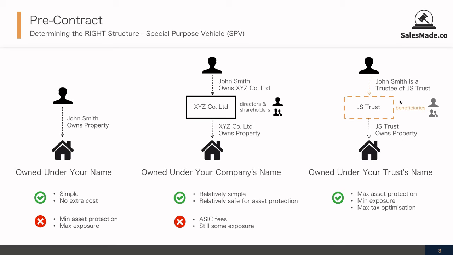So, coming back to this example, if this property is earning $30,000 a year, what John can do as the controller or the trustee of the trust is to say, okay, with the $30,000 coming in, I'm going to split it into $10,000 to my wife, $10,000 to my son, $10,000 to my mum.